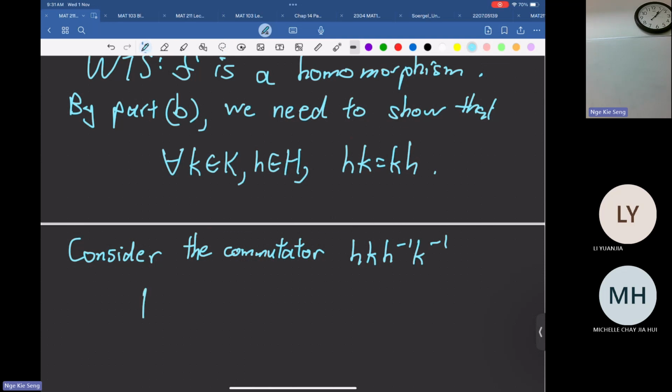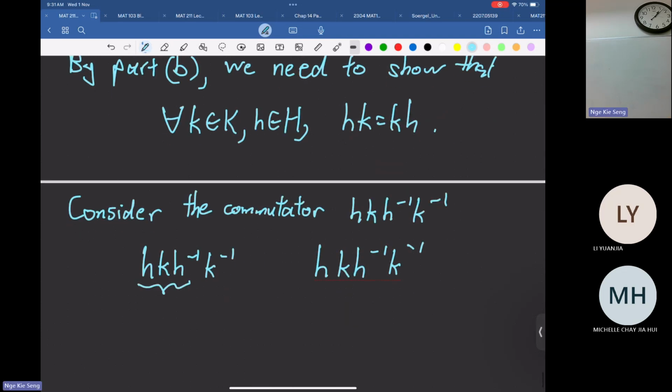What's this element? There are two ways to look at it. One way is you can group the first 3 terms together, or you can group the last 3 terms together. Why? This is the associativity of the group. So what's the advantage of grouping like this?